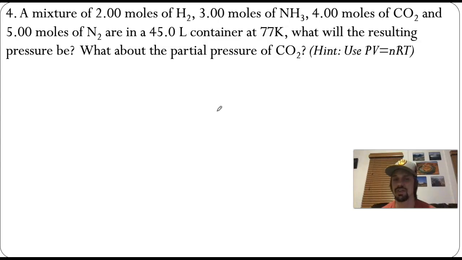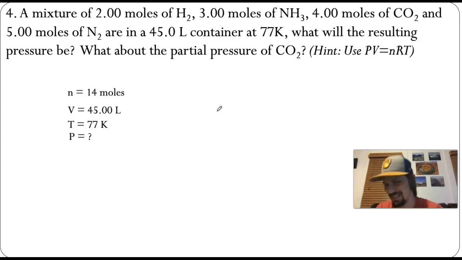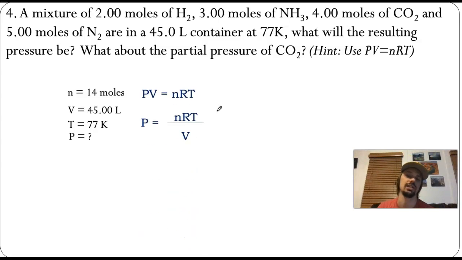So let's first answer that before we look at partial pressure. Here I need my variables. Looks like the first variable I have is moles. How many moles do I have? If I'm looking for the total pressure, it would be from all of my moles, 14 of them. The volume is 45 liters. My temperature is 77 kelvins. I'm looking for P. So I have the variables that I need to solve using PV equals nRT. I rearrange that equation, and I plug in and solve for P.